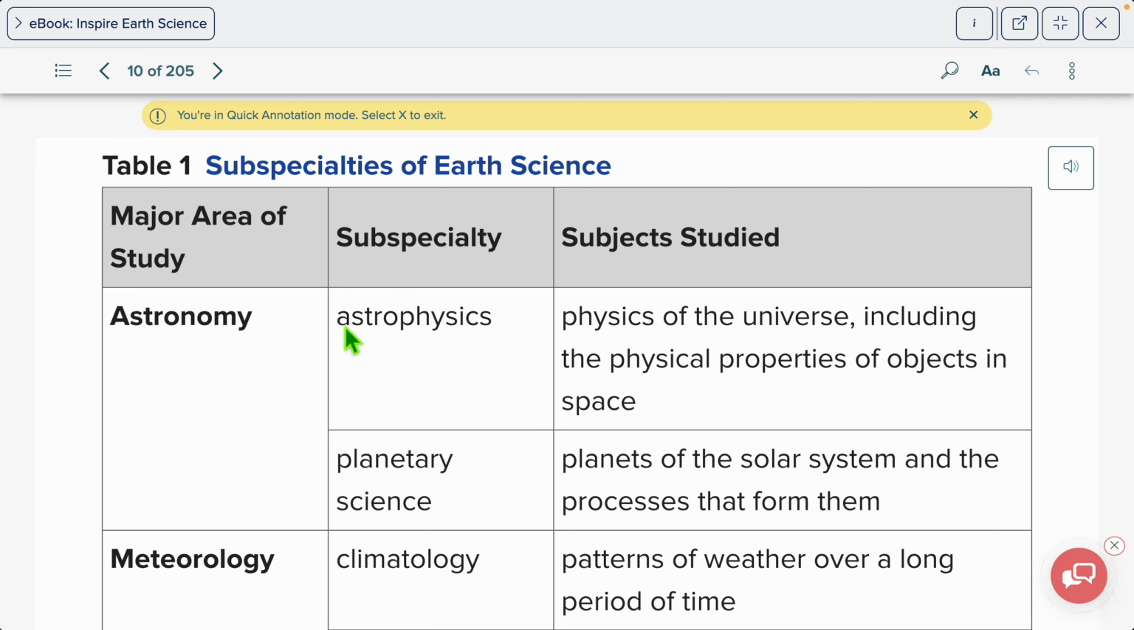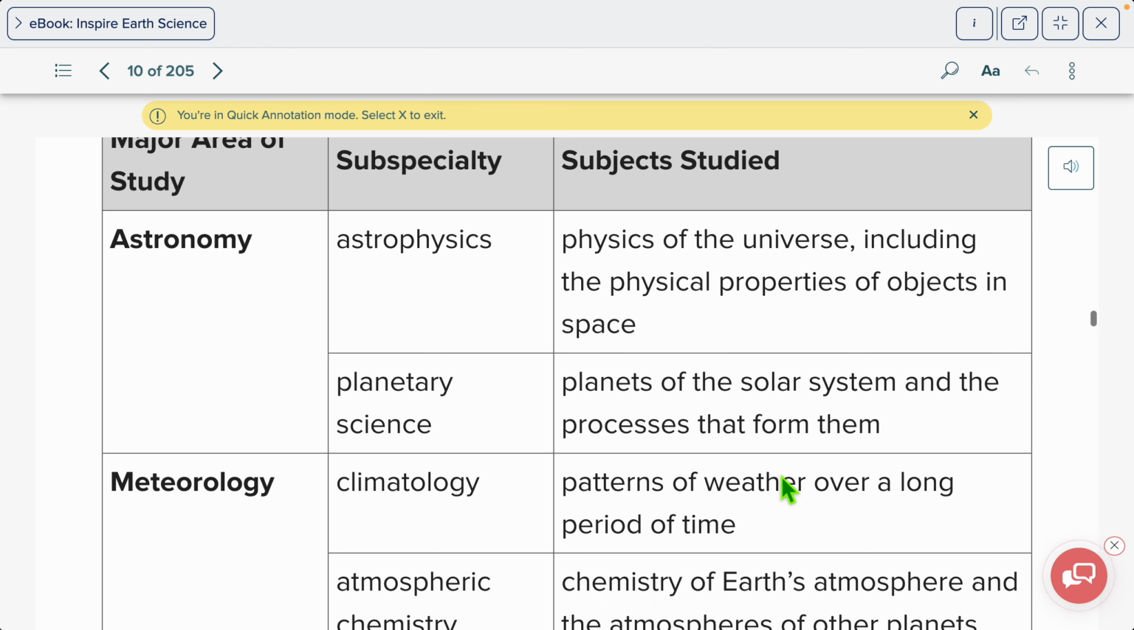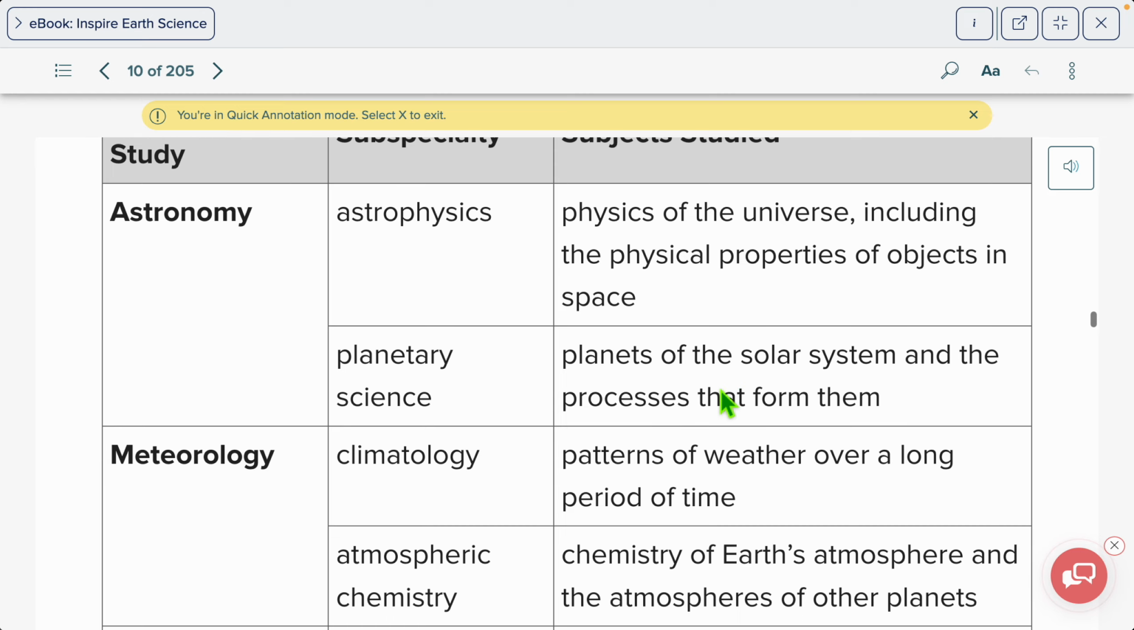But astronomy, some of the subspecialties, astrophysics, looks at the physics of the universe, including the physical properties of objects in space, looking at orbits, orbital periods, that sort of thing. Planetary science looks at planets in the solar system and the processes that form them. Also looks at exoplanets, which are planets outside our solar system. We know about a lot of those now. So that's some of our subspecialties for astronomy.